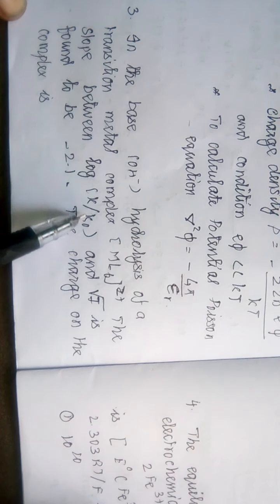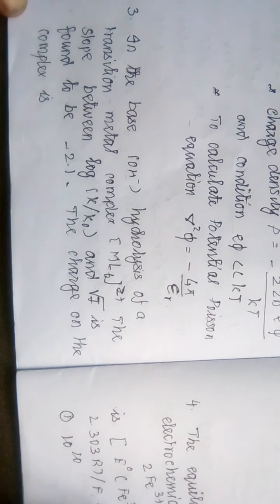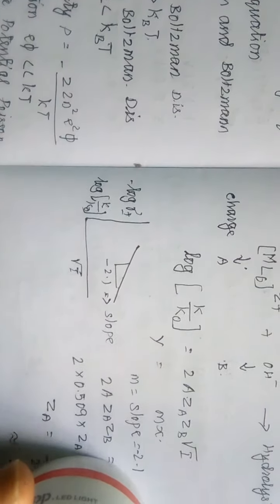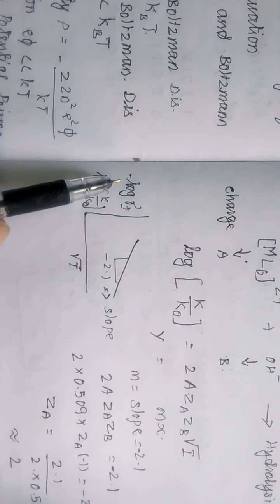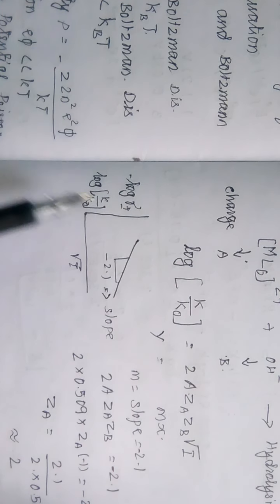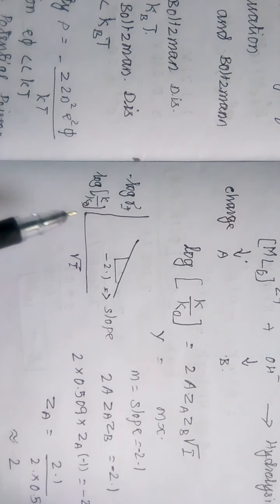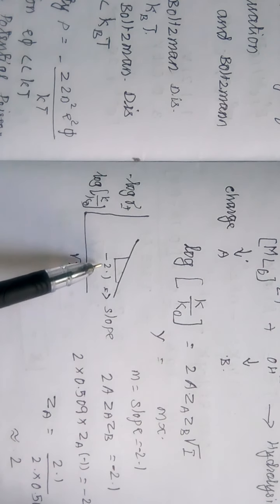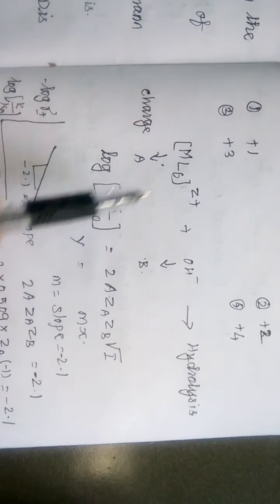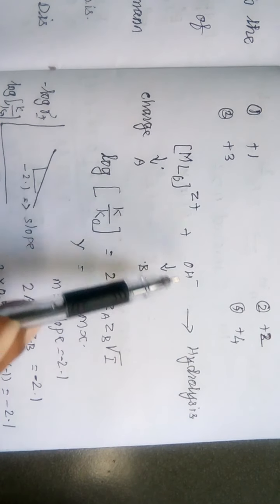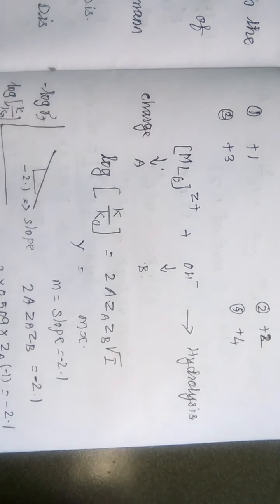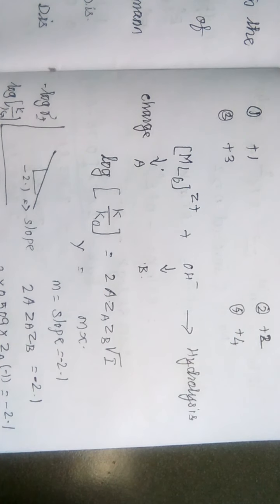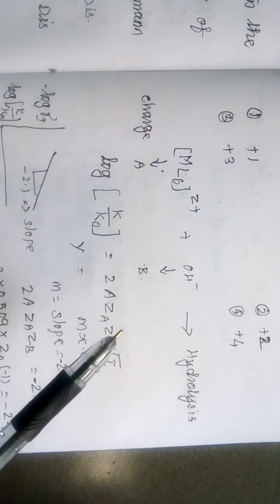Log k by k0 versus root I is given in this graph. We can draw minus log gamma plus or minus, or log k by k0; both are the same. Gamma plus or minus is the mean activity coefficient. Log k by k0 versus root I will give the slope of minus 2.1. The options are given here. This is the equation: ML6 with charge Z plus OH minus gives hydrolysis. The charge of the complex is A and the charge of OH minus is B.